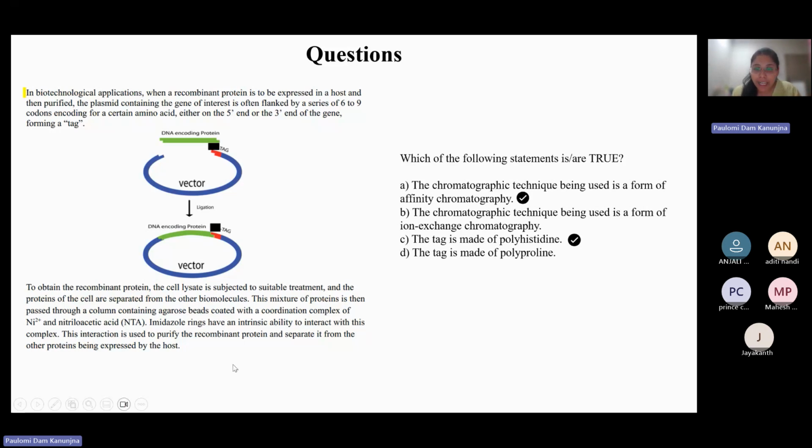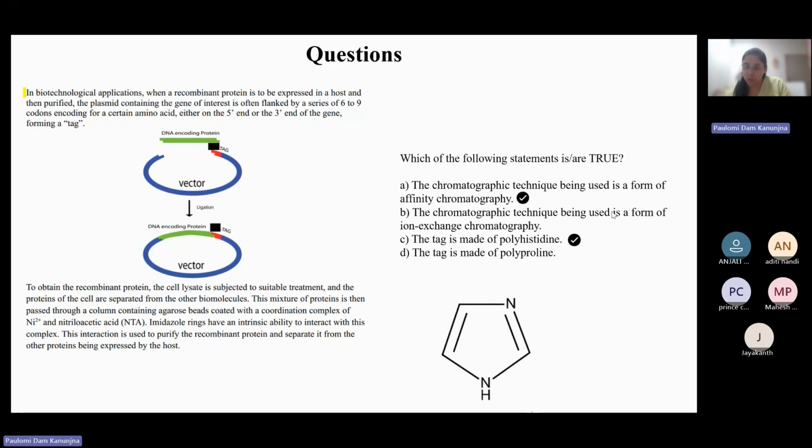Now it said imidazole ring. If you know histidine has imidazole rings, and it very clearly says the imidazole ring has an intrinsic ability to interact with this complex. That means it has to have histidine in its tag. So the answer is A and C.